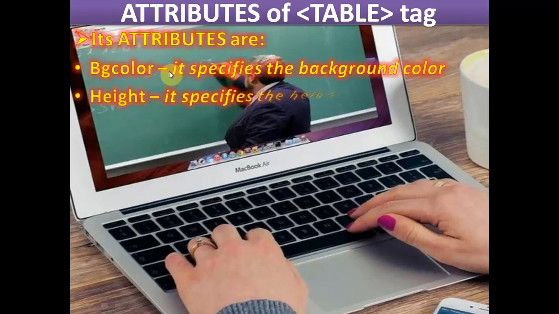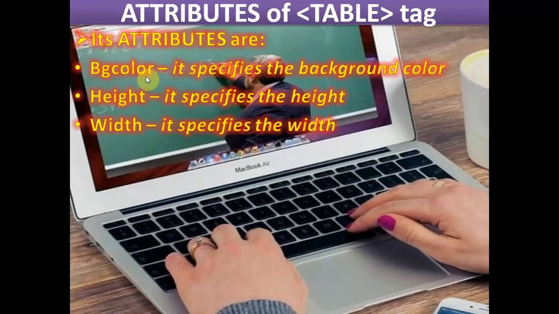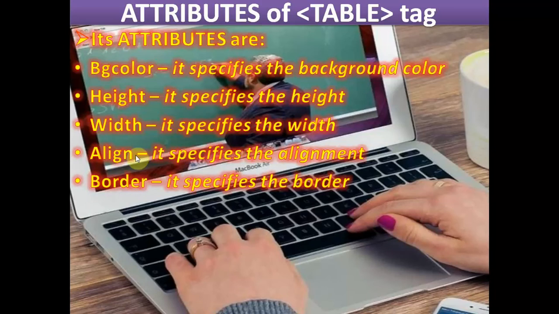First you can see bgcolor, it specifies the background color. If you want to specify the background color of the table, you can use bgcolor. Next is height, it specifies the height of the table. Another is width, it specifies the width of the table. And next, align, it specifies the alignment. Align means it specifies the alignment of the table.